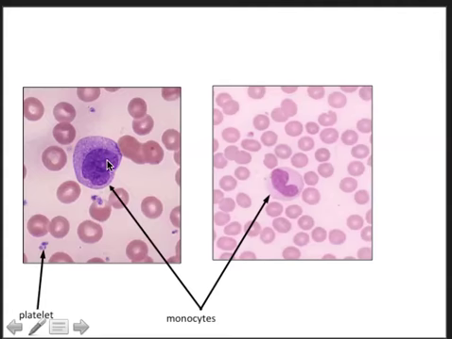And you can see here platelets. These are erythrocytes. Okay, there's a platelet, there's a platelet, there's a platelet and an erythrocyte. Here, erythrocyte, erythrocyte, erythrocyte, monocyte right here. Okay, platelet there. Okay, another platelet, another platelet.